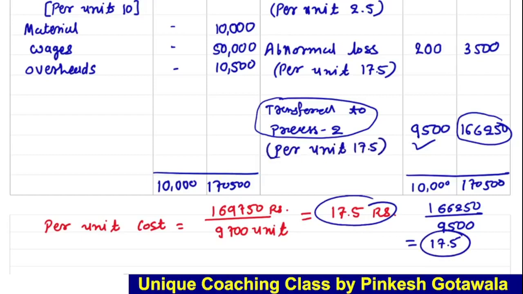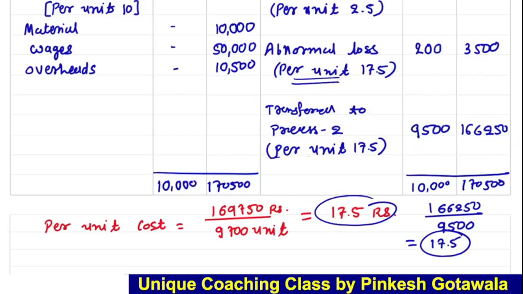So remember, the abnormal loss per unit value and the per unit value of the units transferred to next process, both will be same in every case. If not, it means you have made a mistake. So these two values will always be the same. The per unit value of abnormal loss and the per unit value of what goes to the next process will always be the same. It must be same. If not, it means you have made a mistake.